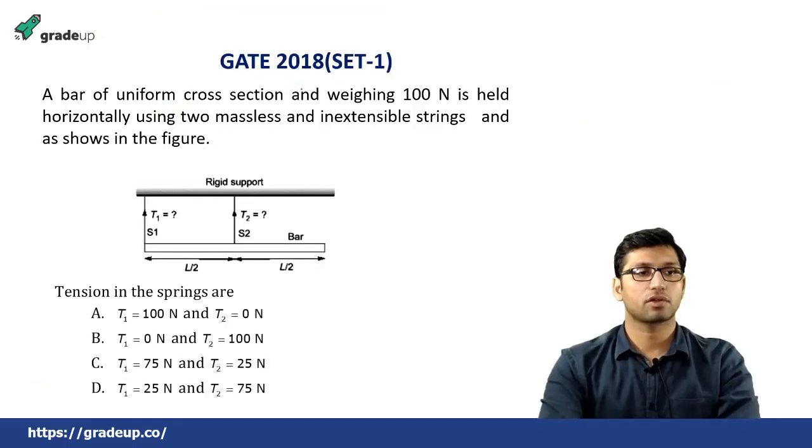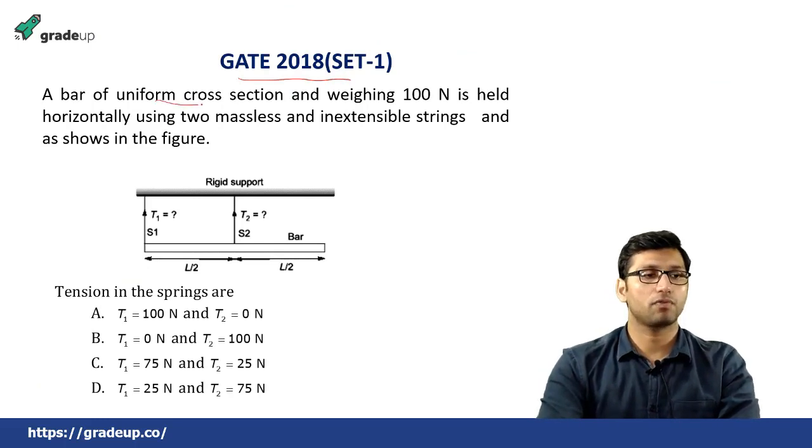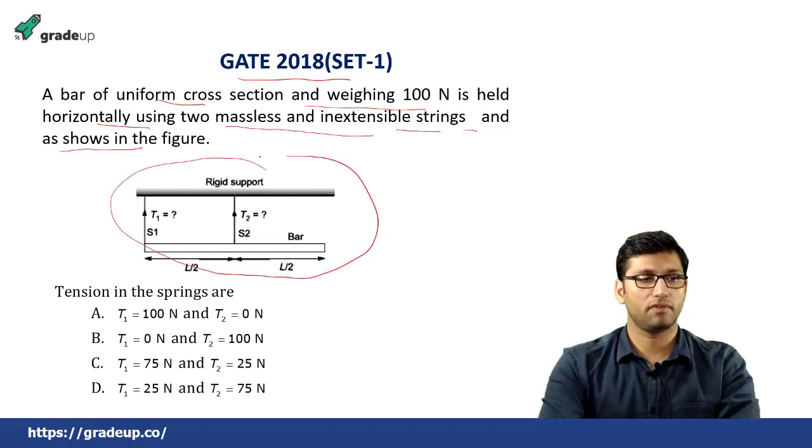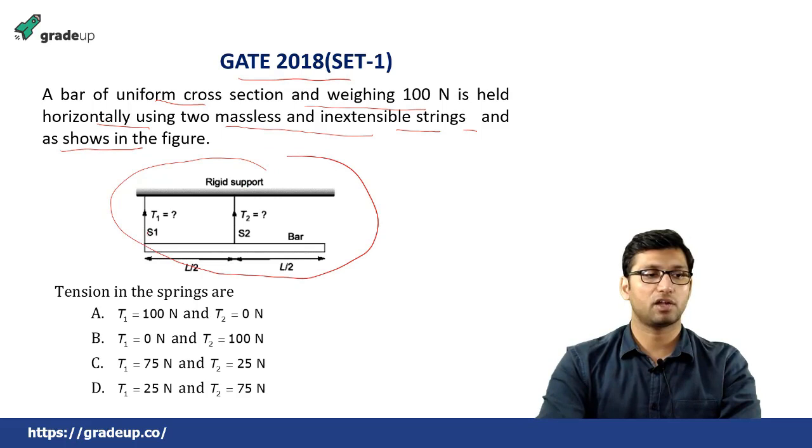Now the next question is from GATE 2018 set 1. In this question it is given that a bar of uniform cross section and weighing 100 Newton is held horizontally using two massless and inextensible strings, as shown in the figure. There is a rigid support and there are two strings supporting this mass weighing 100 Newton. Since the weight is 100 Newton, it will act at the center point of this bar, downward.